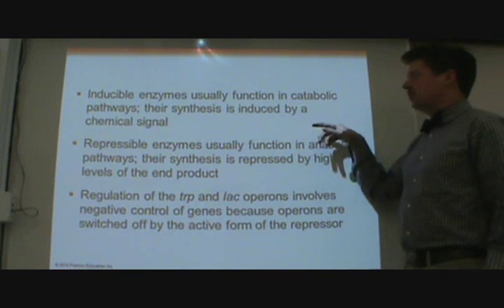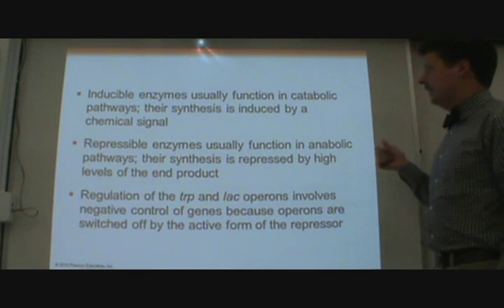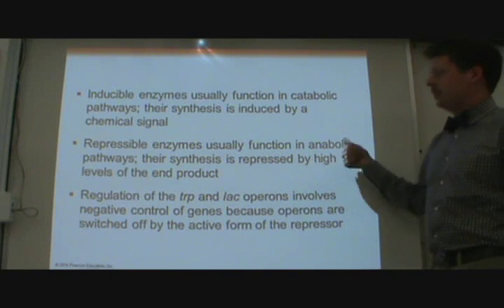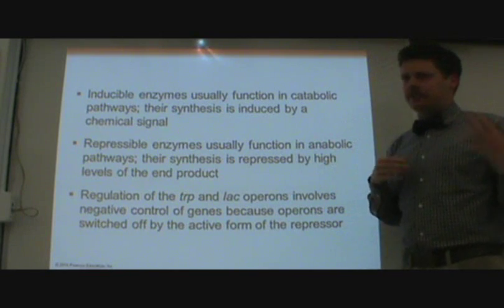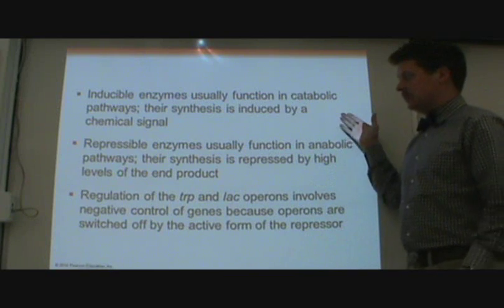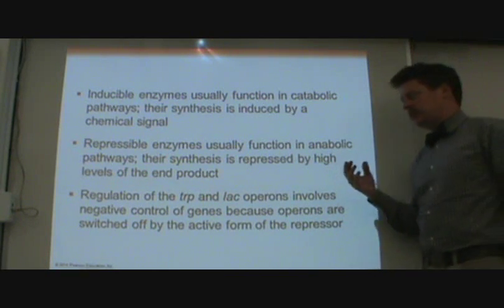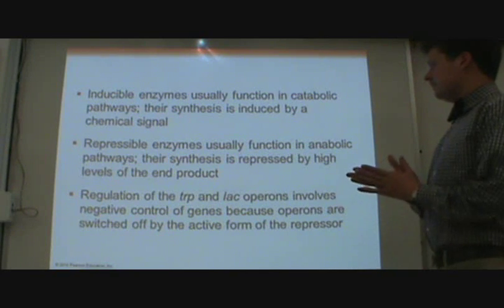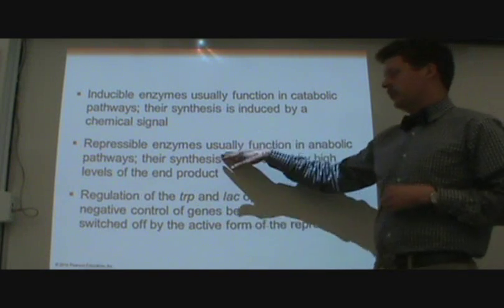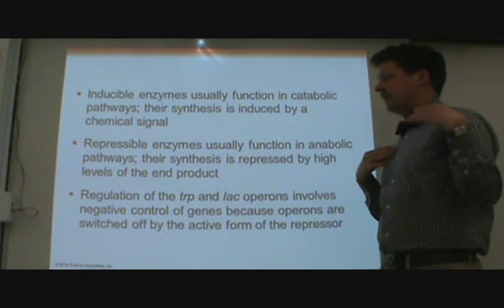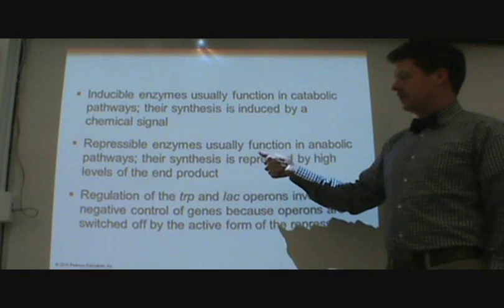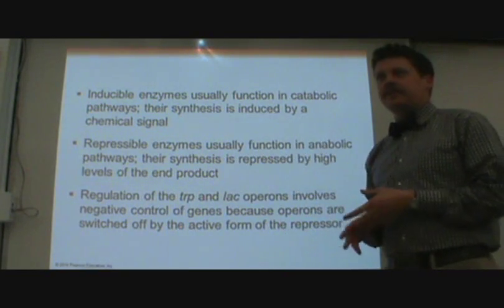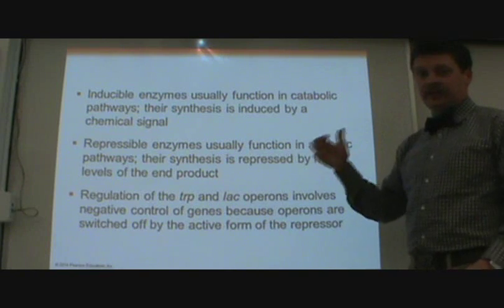These inducible enzymes are usually going to function in catabolic pathways, and repressible enzymes are usually going to be in anabolic pathways. And if you remember from earlier, catabolic, does that use energy or does that produce energy? It produces energy. And anabolic pathways use energy. Okay. Yeah, and so the repressible enzymes like trp are going to be ones where you're synthesizing something and then the end product is turning off those genes.